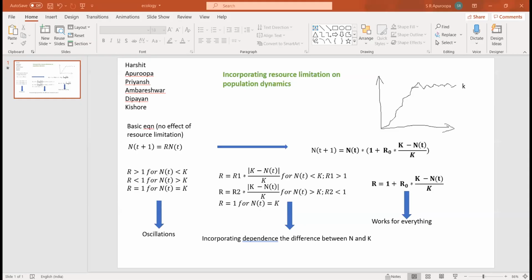Can you see the screen? Yes, I can see your screen. Excellent. So this is our basic equation.